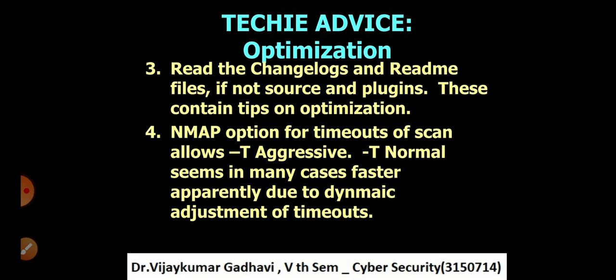Then read the change logs and readme files. If not source and plugins, these contain tips on optimization. The Nmap option for timeout of scan, it allows -T aggressive or -T normal, seems in many cases faster, apparently due to dynamic adjustment of timeouts.